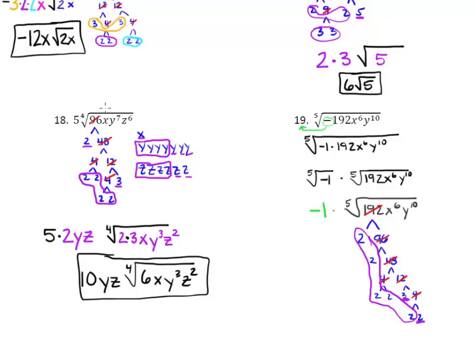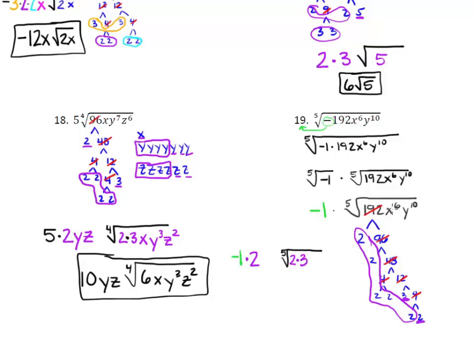So when I write my radical, this is a fifth root, right? Fifth root. I already have a negative one on the outside. We took care of that earlier. I'm bringing out the number two to represent this group of five twos. There's a two left over and a three left over. They stay on the inside.